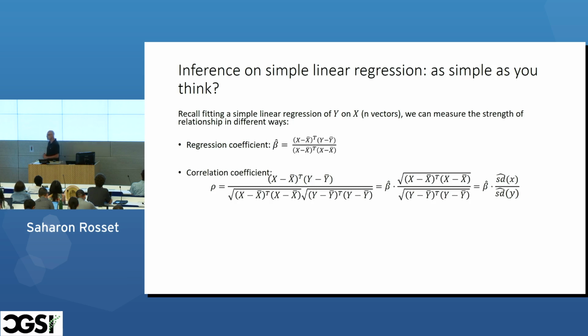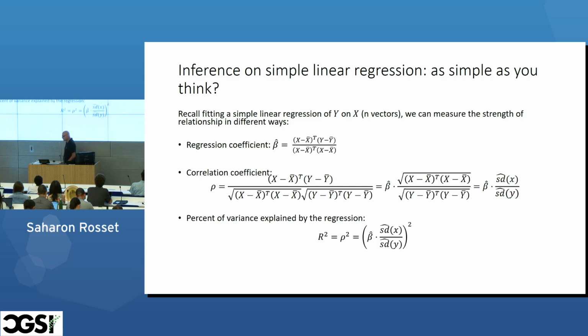Another option is to take the correlation between y and x. And so the correlation, what is it? It's the empirical covariance on the top divided by the product of the empirical standard deviations at the bottom. And with not much math, we can conclude that it's attained by a simple transformation of the regression coefficient, the transformation of multiplying by the ratio of the empirical standard deviations. Okay, so we have a clear relationship between these two.